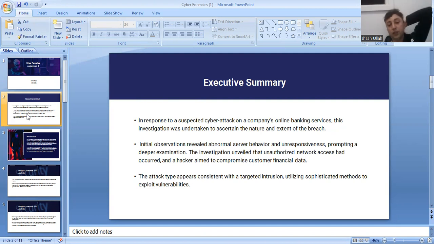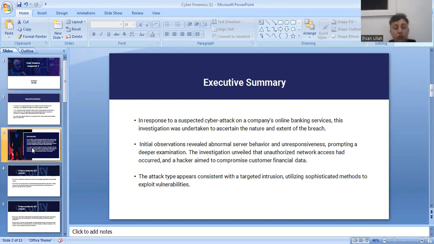Now, what are the initial observations? The initial observations revealed abnormal server behavior and unresponsiveness that prompted a deeper examination. The investigation unveiled that unauthorized network access had occurred and a hacker aimed to compromise customer financial data. The attack type appears consistent with a targeted intrusion utilizing sophisticated methods to exploit vulnerabilities.